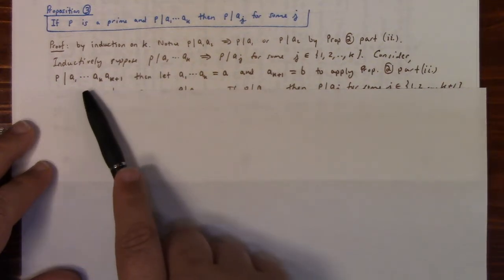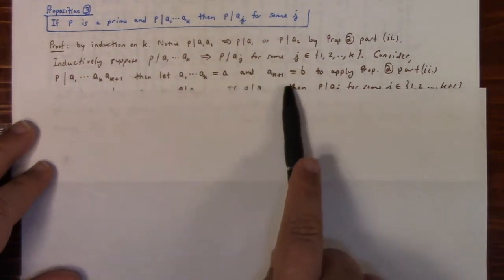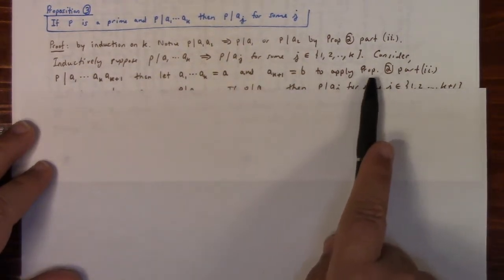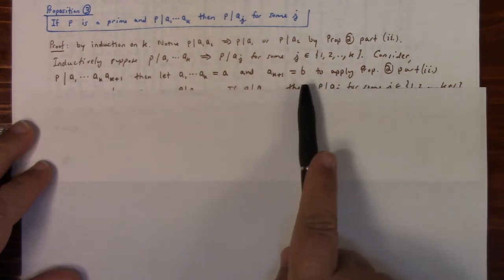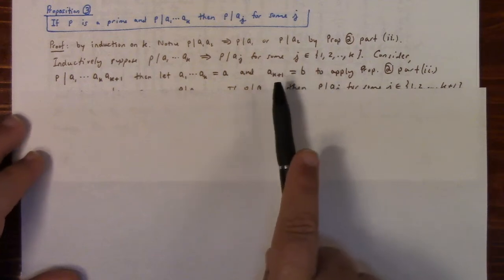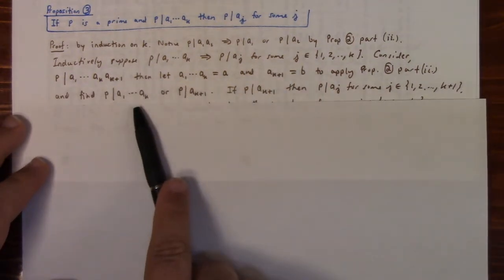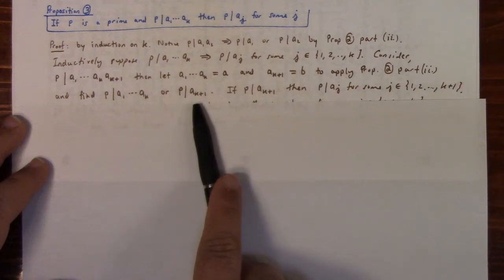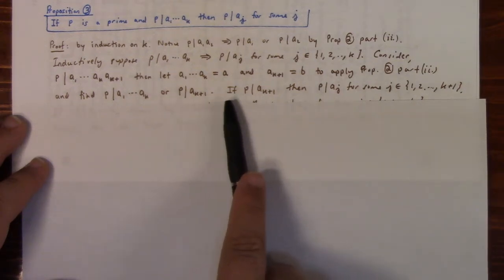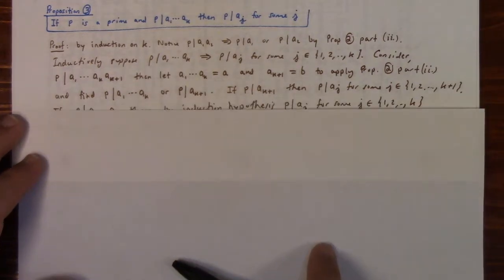Then we can just let the product of a1 through ak be called a, and we can let ak plus 1 be b, and again apply proposition 2, part 2, which tells us that either p divides a or p divides b, right? So p divides the product of a1 through ak, or p divides ak plus 1. So if p divides ak plus 1, then we're done, right? Because it divides one of the aj's in the list.